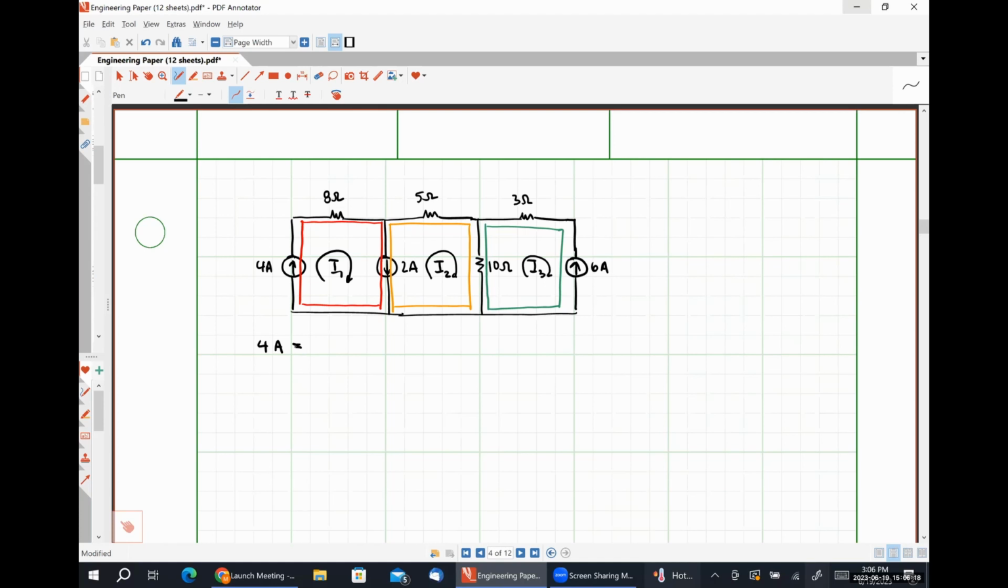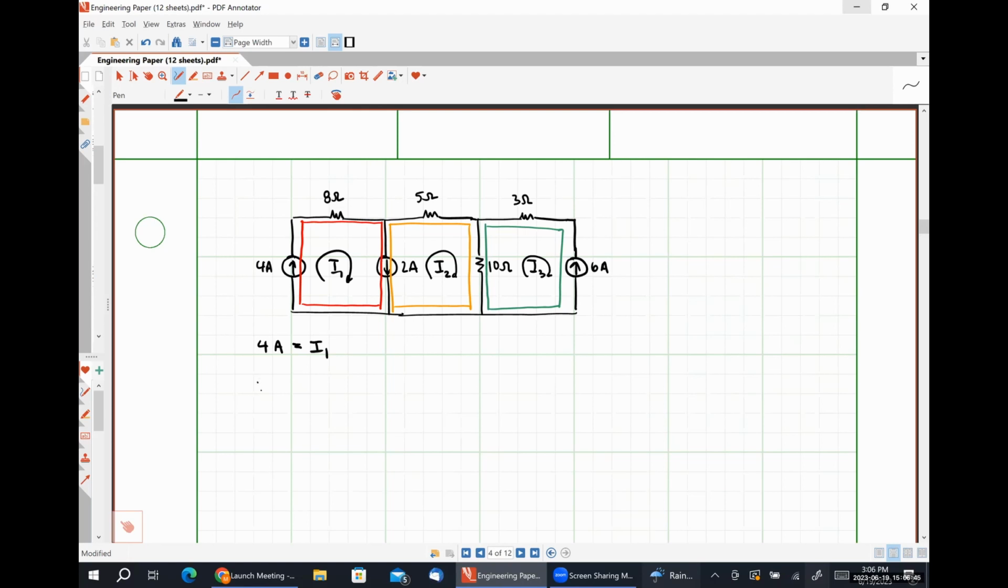It's equal to I1, because it's not connected to anything else. Right, the 4 amp source is on the perimeter or the edge of the circuit, so it's only going to have one current flowing through it. If the mesh current is flowing in the same direction, it's positive. If the mesh current is flowing in the opposite direction, it'll be negative. We'll see that in just a moment with I3.